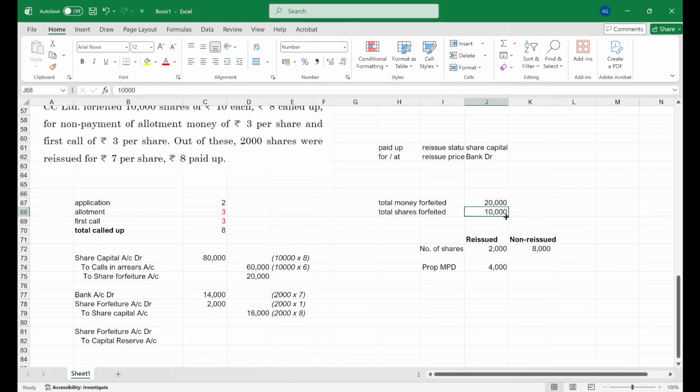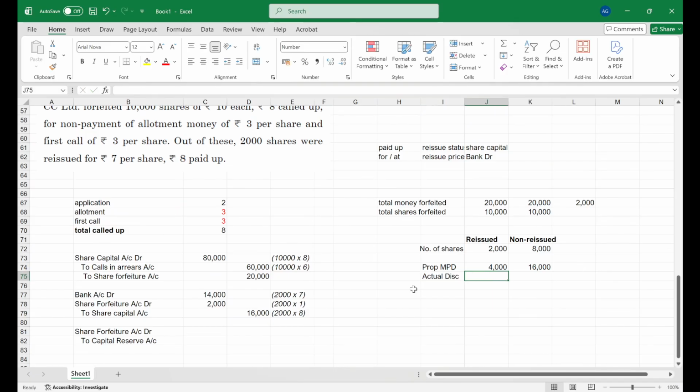The logic is I have forfeited 20,000 rupees against 10,000 shares. That means tomorrow when I am reissuing, let's say I am reissuing 10,000 at one shot, how much discount can I maximum give? I can give maximum permissible discount of 20,000. So if the discount amount is 20,000 for 10,000 shares, then what is it for 2,000 shares? The answer is 4,000 rupees. So for this quota of 2,000, I can maximum give a discount of only 4,000. Therefore, how much will it be for 8,000? 16,000 rupees proportionate MPD. Okay, now the second value is actual discount given.